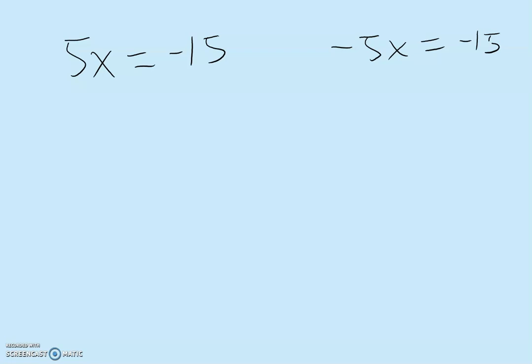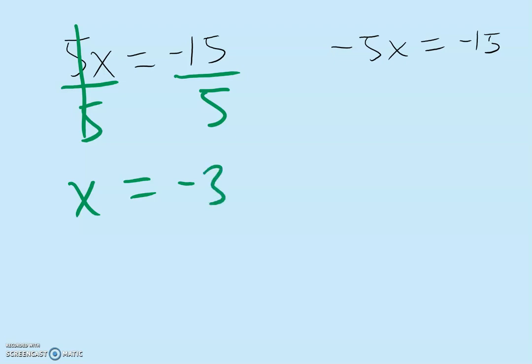5x means 5 multiplied with x. So the opposite operation of multiplying, so we could get rid of the 5 and have x by itself, is to divide. So we'll go ahead and divide by 5 on both sides, because whatever you do on one side, you do on the other. -15 divided by 5 gives you -3.